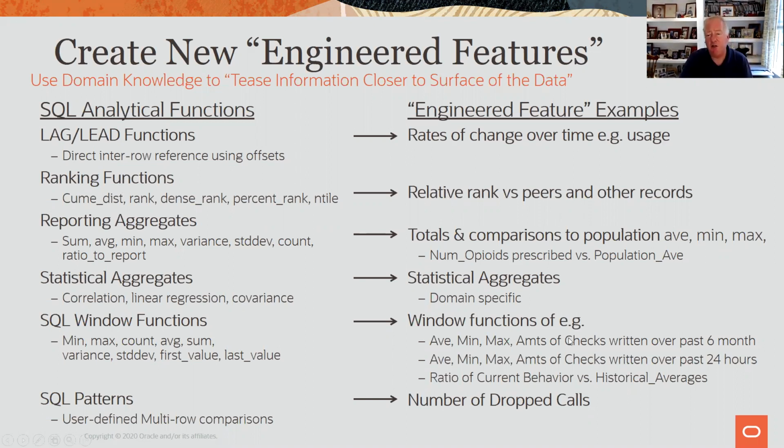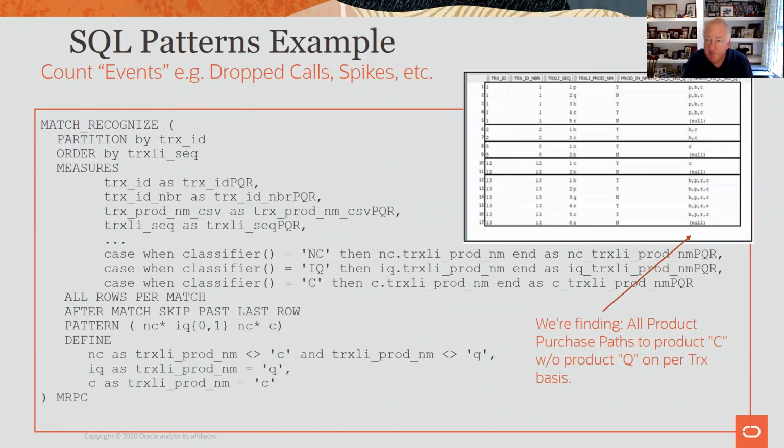SQL windowing functions, the number of min, max, average amount of checks written over the past 6 months versus the last 24 hours, and maybe do the ratio between those. Use SQL patterns for the number of dropped calls or number of missed calls, or whatever you want. It's the keys to going in for the data scientist and the data professional together, data wrangler, data engineer, to derive all these cleverly derived variables that can then eventually be pushed into an algorithm.